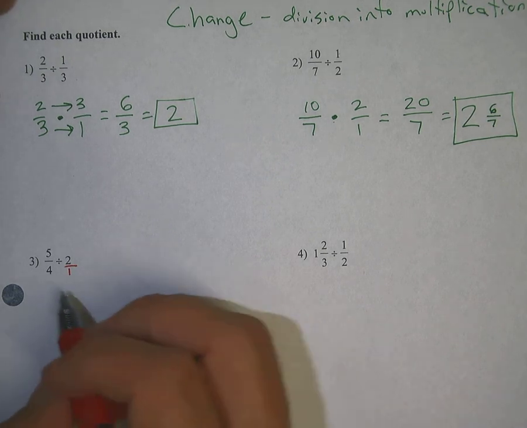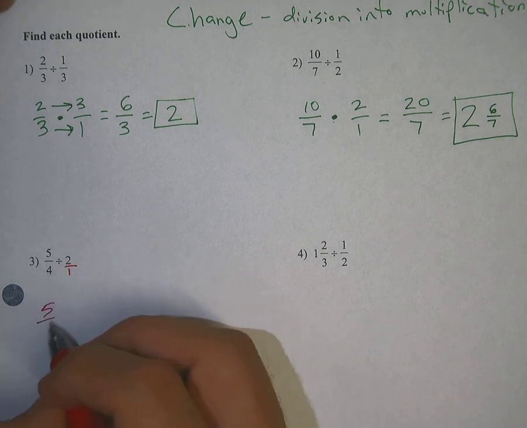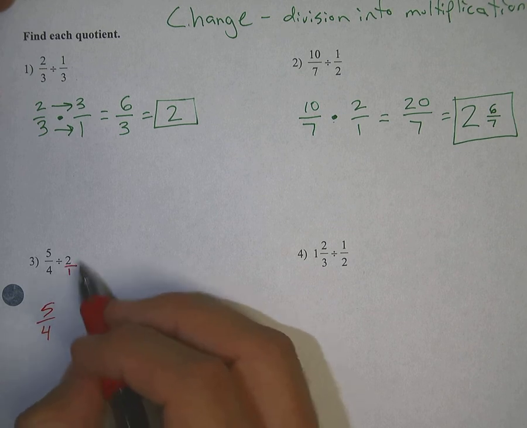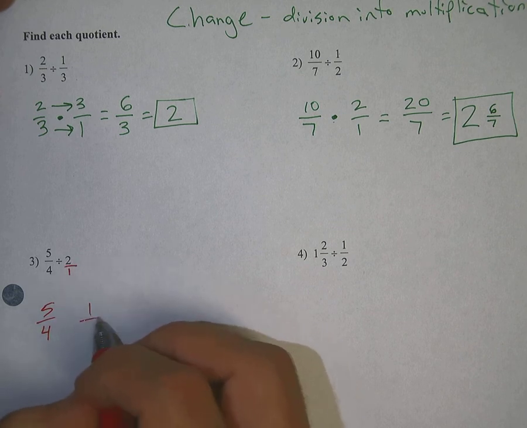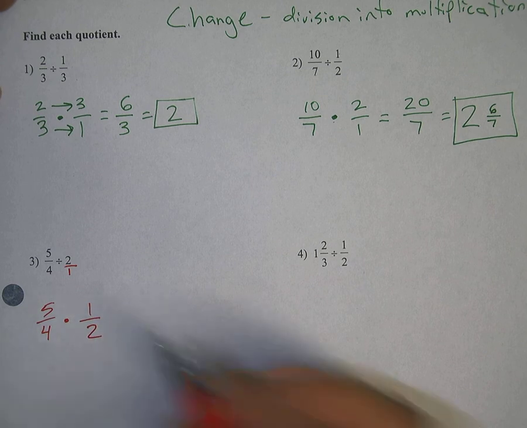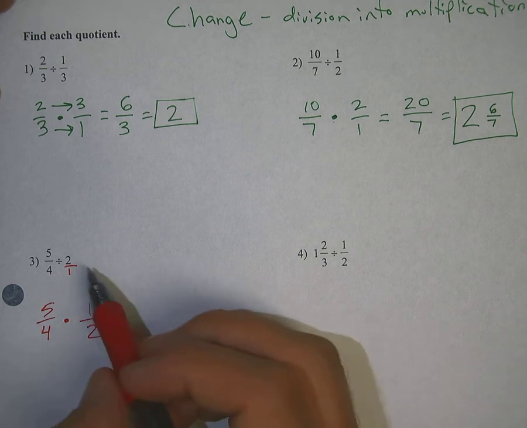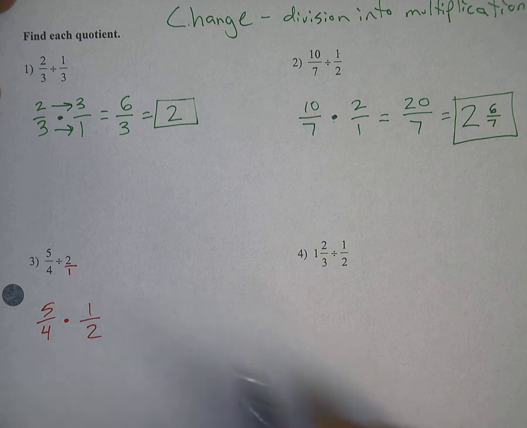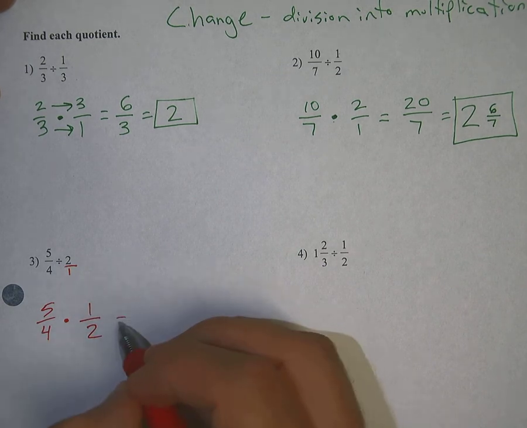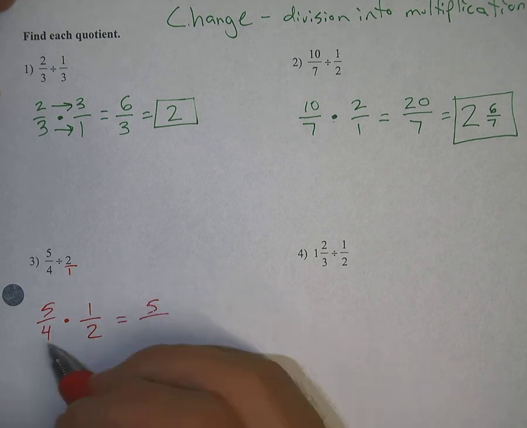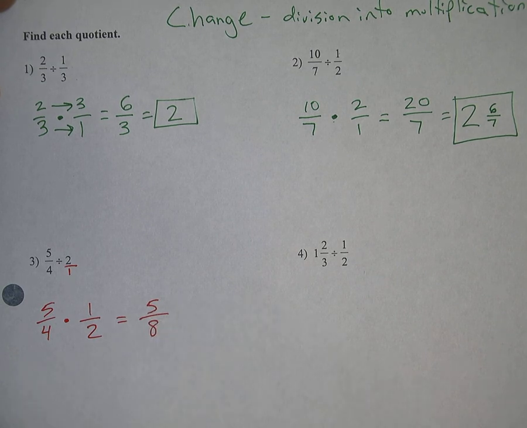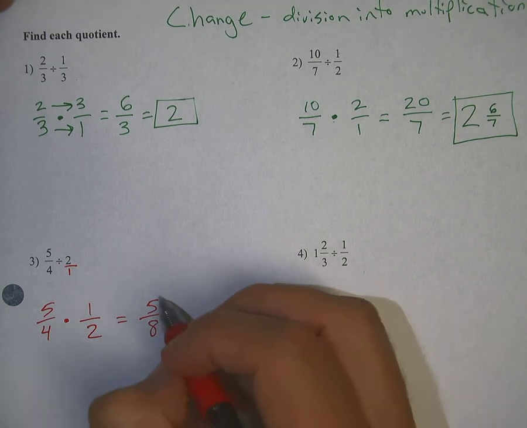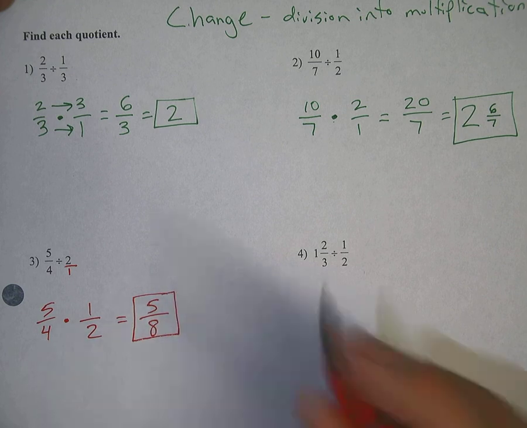So I'm going to keep flip change. So I'm going to leave 5/4 alone. I'm going to flip 2 over 1, so it becomes 1/2. And I'm multiplying. So notice, dividing by 2 is the same as multiplying by 1/2. So all we have to do is flip and multiply. So straight across, I'm going to get 5 on the top. I'm going to get 8 on the bottom. And then this problem is great. We don't need to simplify anything. So it's 5/8.